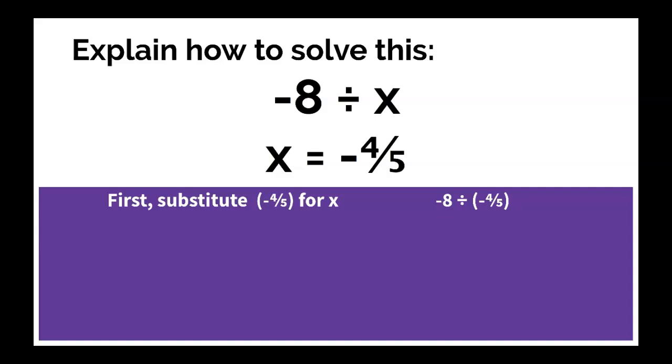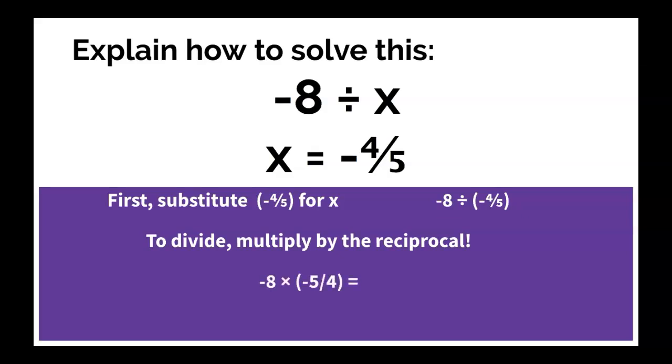Then, to divide, we can multiply by the reciprocal. The reciprocal of -4/5 is -5/4. So we can change this to -8 times -5/4. When we multiply, we go straight across, and remember that a negative times a negative is a positive. So we get 40/4, which just equals 10.